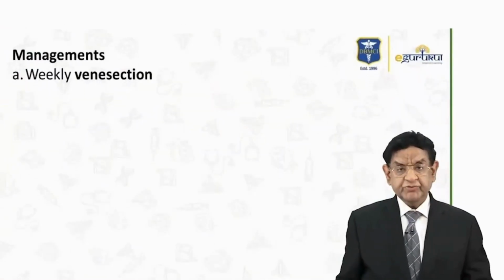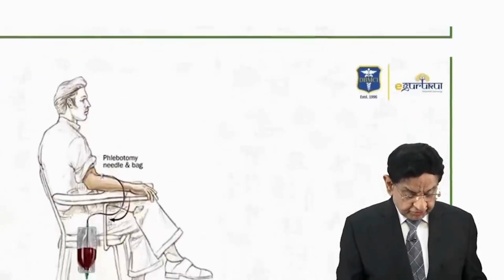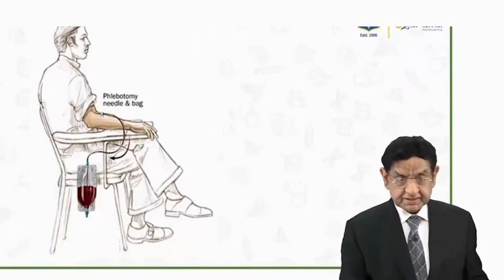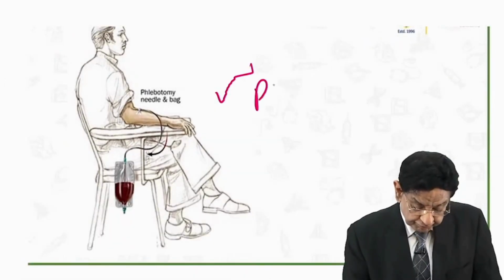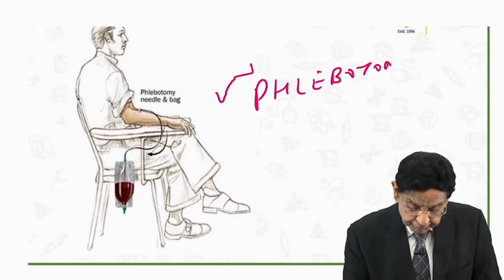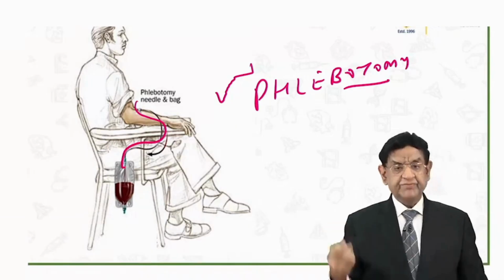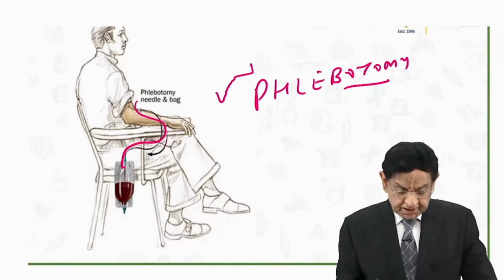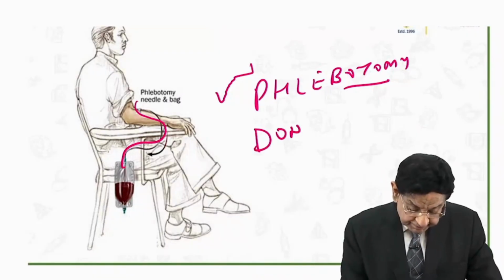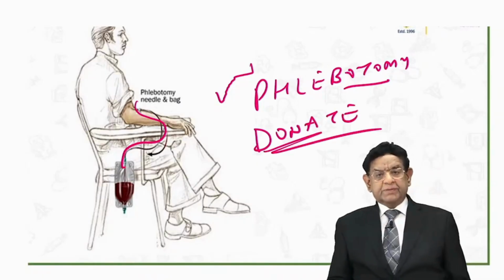Management: weekly venesection. What is this? We take out blood, so-called phlebotomy. The other name of venesection is phlebotomy. You take out the patient's blood every week. That means the other way around: we ask the patient to donate the blood.